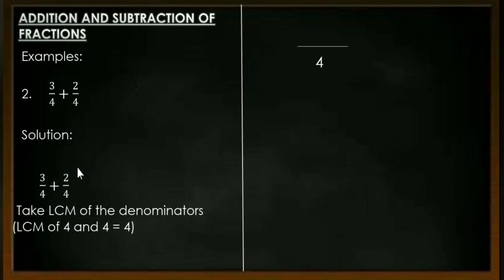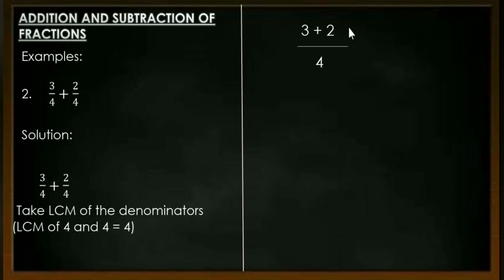You visit the next fraction. When you divide the LCM by the denominator of this second fraction, when 4 divides 4, you have a 1. You multiply the 1 with the numerator which you have here, which is 2. So 1 times 2 will leave you with 2. So we now have 3 plus 2.